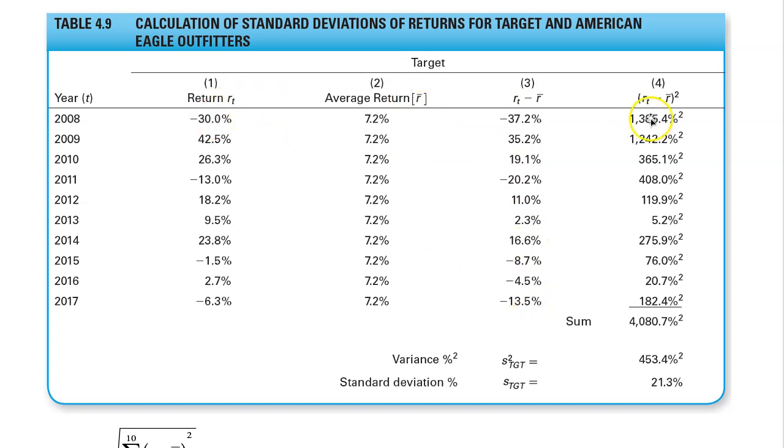Then in column 4, we take this result and we square it to the second power. So negative 37.2 times negative 37.2, we get this overall percentage here. And we can sum these percentages. Once we have the sum of the percentages, we want to find the square root. So this would be the square root of this sum.